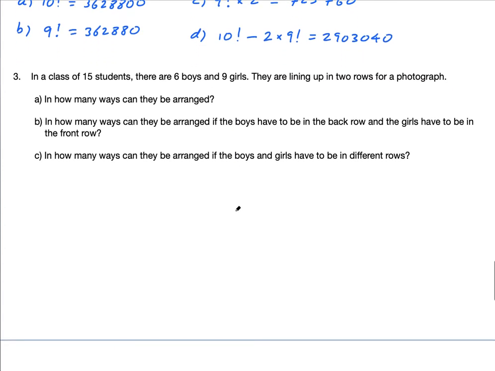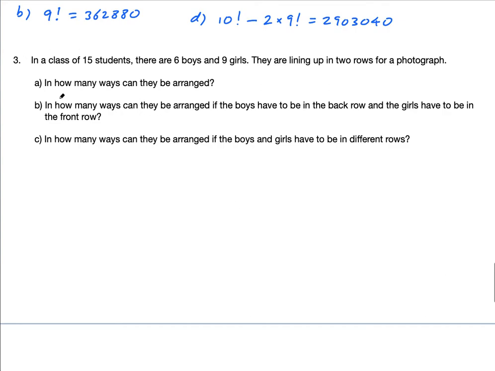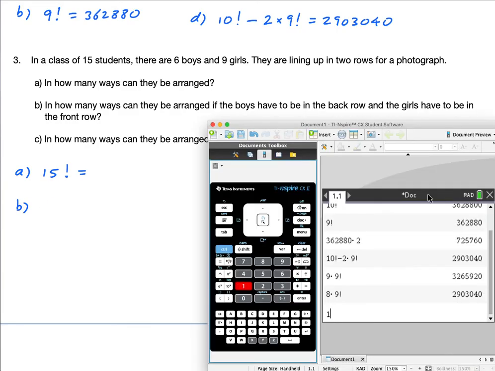Okay, last question. Well, there's 3 parts. In a class of 15 students, there are 6 boys and 9 girls. They are lining up in 2 rows for a photograph. In how many ways can they be arranged? Right, this is just, there's 15 students, this is 15 factorial. I'm not even going to write it down. Do it on your calculator, write down the answer. It's going to be big. Well, let's at least see how big it is. 15 factorial. There you go.